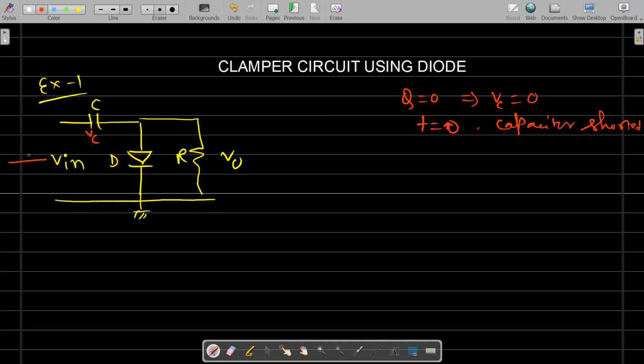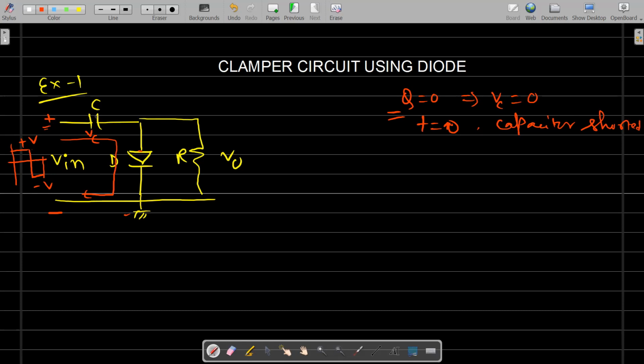So let's say we are applying a square wave. Let the amplitude be plus V and minus V. During the positive cycle, this one will be plus and this one will be minus. Initially the capacitor will be shorted because the charge is 0, as I told you. And the diode will be forward biased because the P side of the diode is connected to some positive potential with respect to the N side. So the diode will be forward biased and some current will flow through the diode and capacitor, because the circuit is completed.